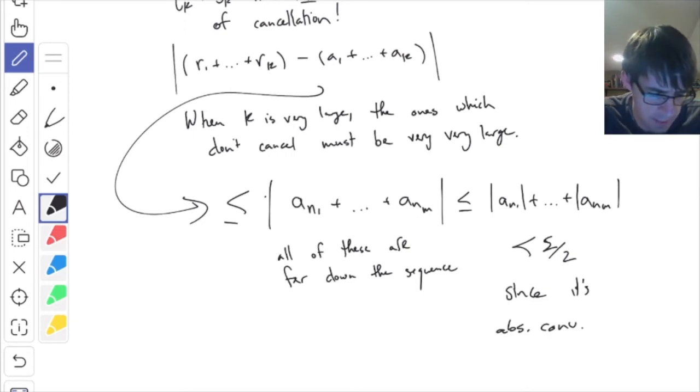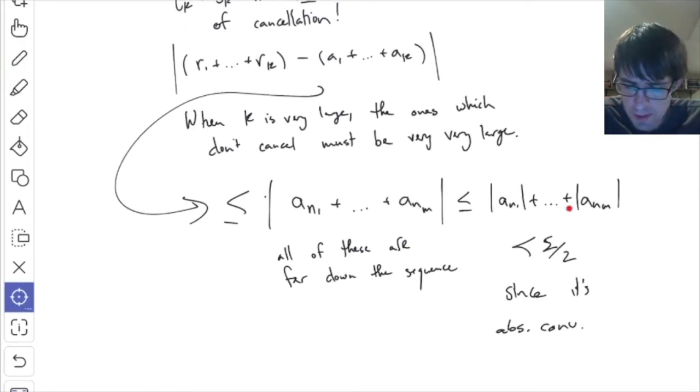If it's not absolutely convergent, then you can still do this, but there's no guarantee that these numbers are going to be small. But if it is absolutely convergent, it means that eventually these absolute values that you're adding together will all be super, super tiny. Any thoughts about that? This was the first fact.